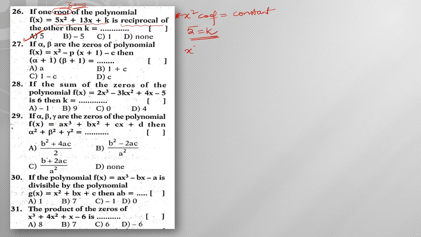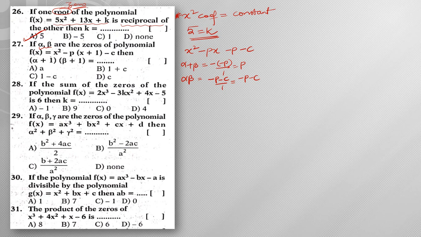Next, alpha beta are the zeros of this particular polynomial. First of all, write the given quadratic polynomial in standard form. That is nothing but x square minus px minus p into 1 is p minus c. So this is my polynomial. Since alpha beta are the zeros of the given polynomial, alpha plus beta, the sum of zeros, is given by minus of minus p by 1, which is equal to plus p. Product of zeros is given by constant by x square coefficient, that is minus p minus c by 1, which is minus p minus c.